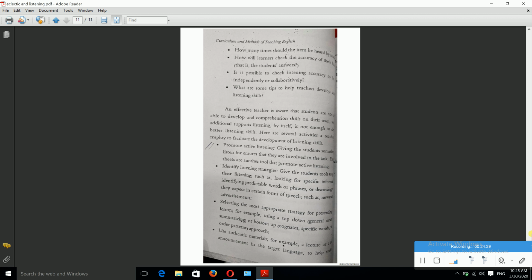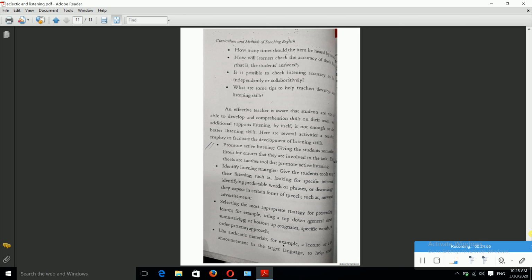Promote active listening. Yes, by improving active listening, which is giving the students something to listen for ensures that they are involved in the task. Exercise sheets are another tool that promote active listening, by giving them some strategies and exercises to make sure that they are active listeners.